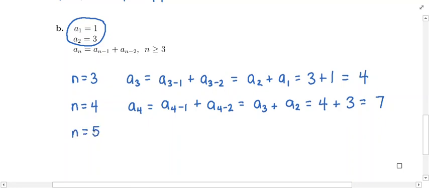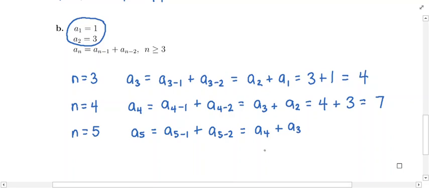If I want the fifth term, I'm going to let n equal 5. Follow the recipe. So now n is going to be 5. So a5, the fifth term, is going to be a, the subscript here is n minus 1, so 5 minus 1, plus a n minus 2, so plus a, the subscript is going to be 5 minus 2. Simplify to get the fifth term, you're going to get a, the subscript is 5 minus 1, which is 4. So a4, the fourth term, plus a, 5 minus 2 is the subscript, so a3.